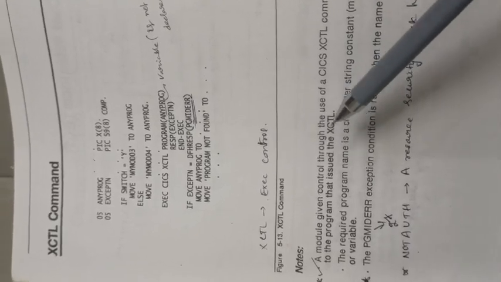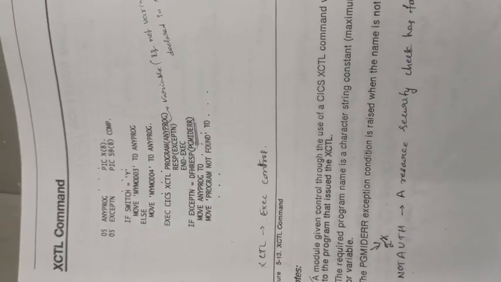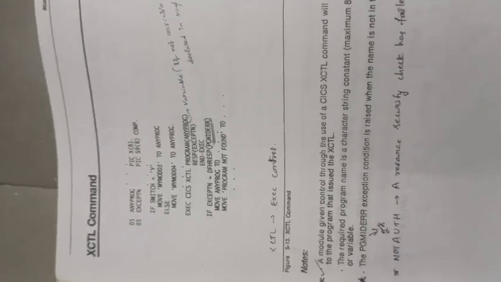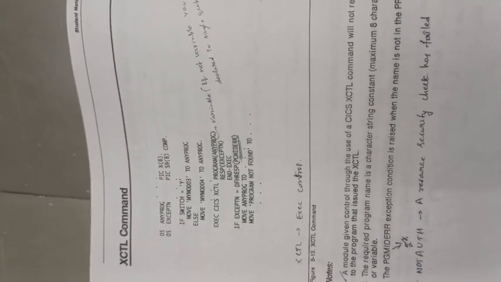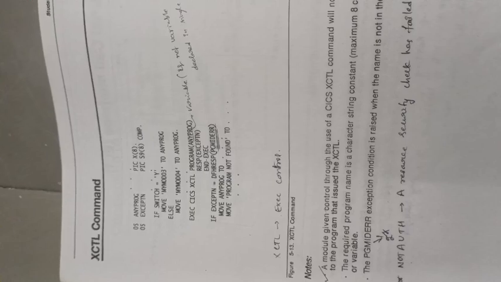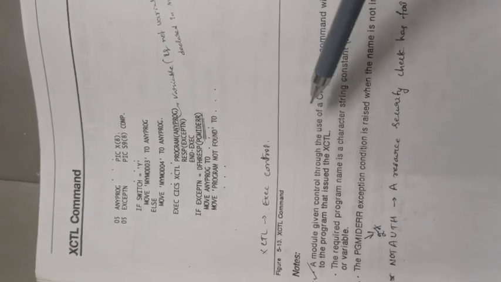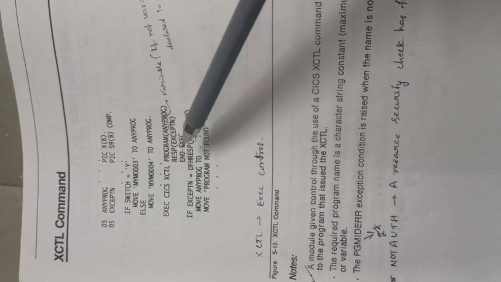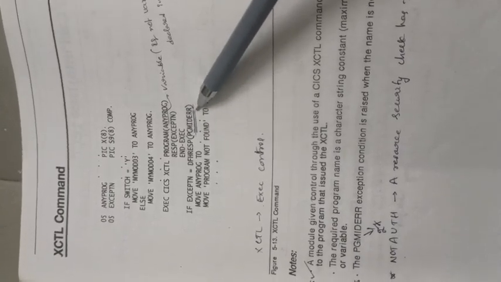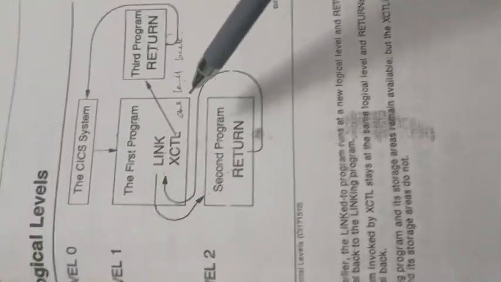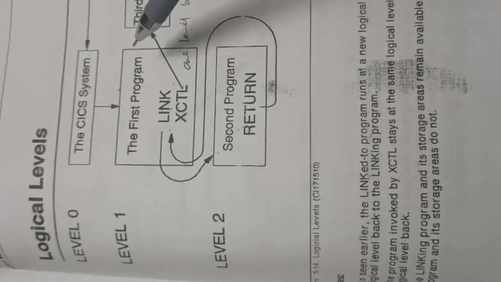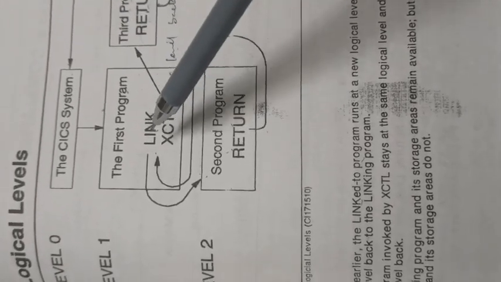You should know that sometimes interviewers ask what is the difference between LINK and XCTL. I have asked this many times in interviews, but most people do not give the exact answer. What is the difference between LINK and XCTL? Earlier you saw the LINK command passing control from program A to program B, the first program and the second program.